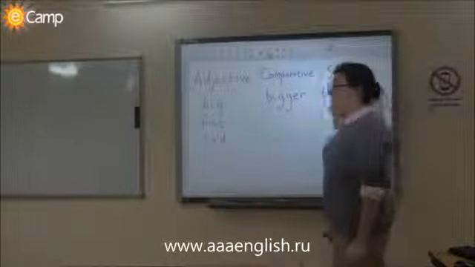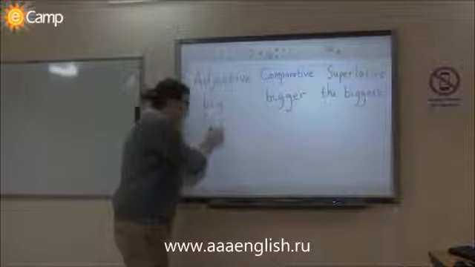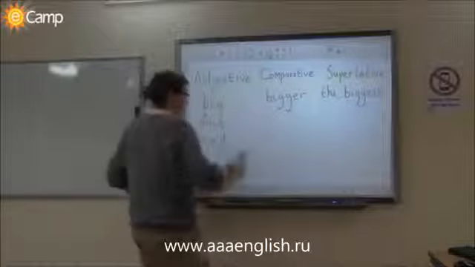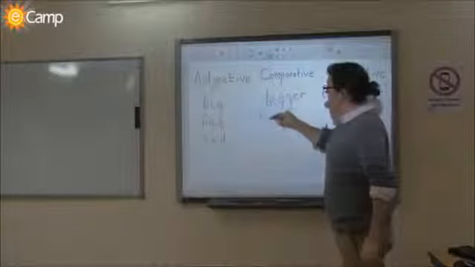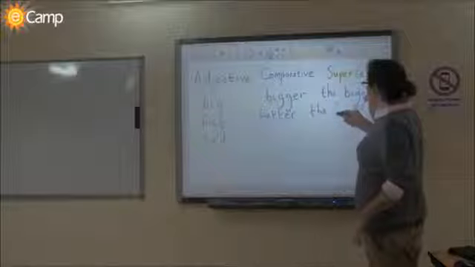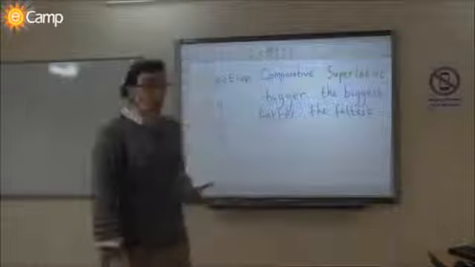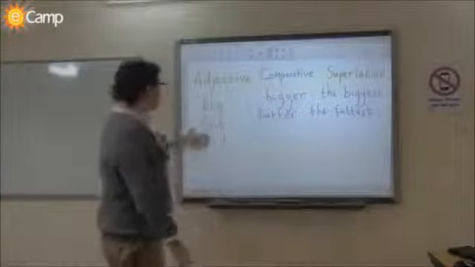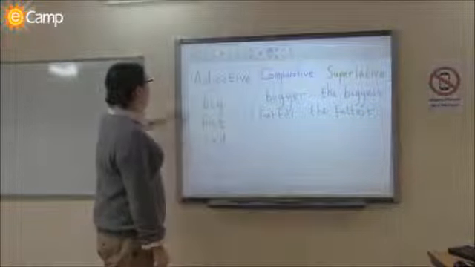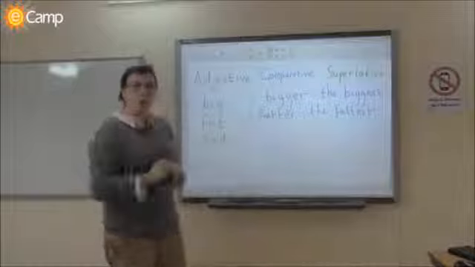And if we're talking about fat, fat is also two consonants with one vowel in between. So, two T's. Fat, fatter, and the fattest. So I'm sure you can guess if we're talking about sad, sad, sadder, and the saddest. Okay, this is also one syllable. Tall, one syllable, big, one syllable.